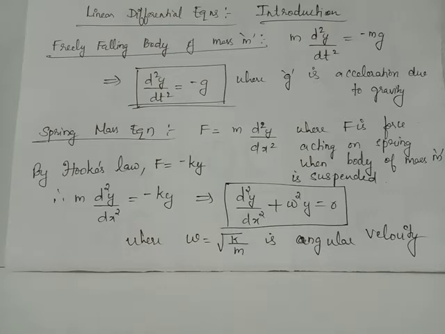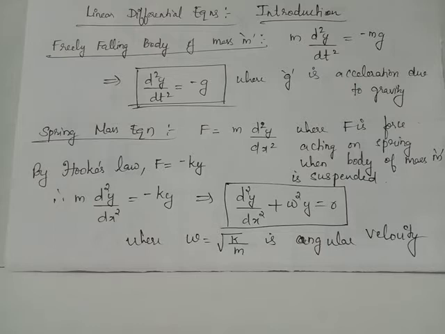Differential equations arise in a variety of areas such as engineering sciences, physical sciences, chemical sciences, etc. When you consider a freely falling body of mass m, and apply Newton's second law of motion, if the body is falling from a height y above the ground, we have the equation m times d square y by dt square equals minus m times g, where g is the acceleration due to gravity and m is the mass of the body which is falling.